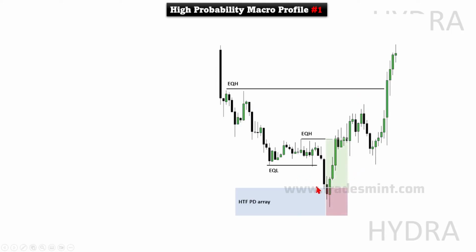So our trade setup will be from here, targeting the relative equal highs above, putting our stop loss below the higher time frame PD area.